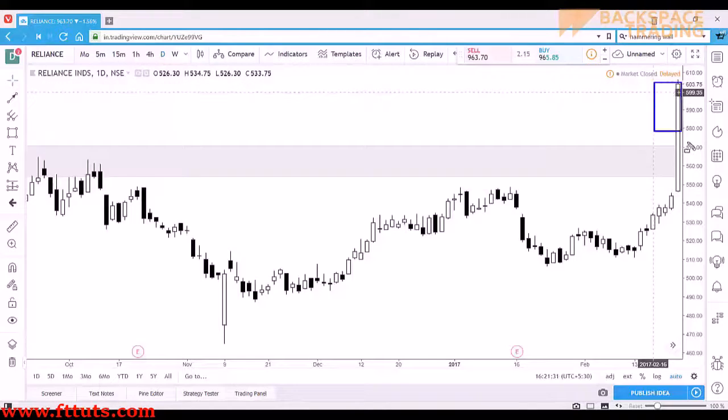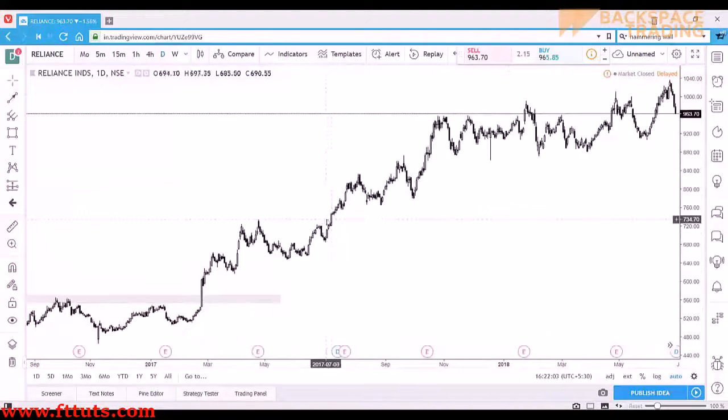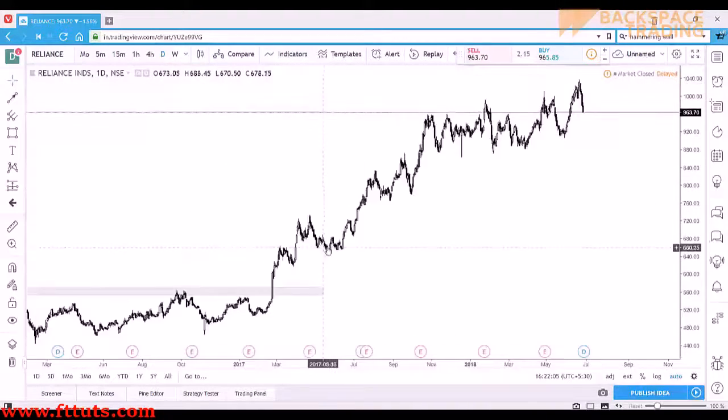See the big candle, the biggest candle I think ever seen on Reliance was this. And this was a buyer's day. And guess what? This was the day when Jio was announced. This particular candle exactly is the Jio day, I would say. So that's when this rose from 550 to 600. That's an awesome price. From there it went towards a high of 1000.